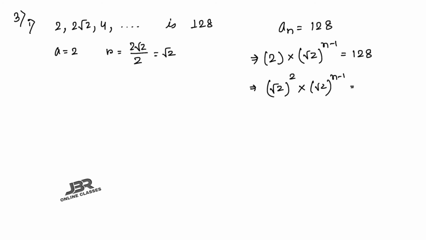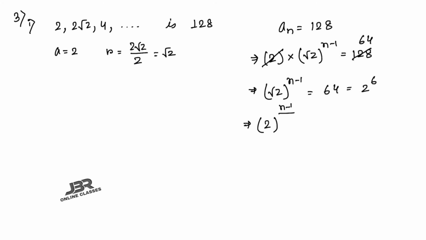So do one thing, just divide 128 by 2, it will be easier. The 2 cancels out and it becomes 64. So (root 2) to the power n minus 1 equals 64. Now 64 you can write as 2 to the power 6. Root 2 means you can write 2 to the power 1/2, so 2 to the power (n minus 1) by 2 equals 2 to the power 6.